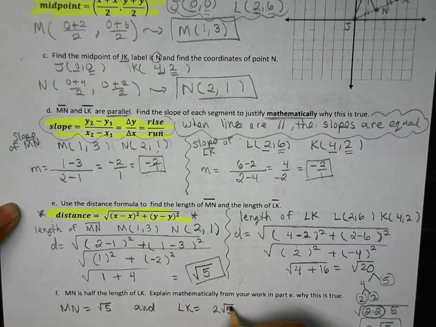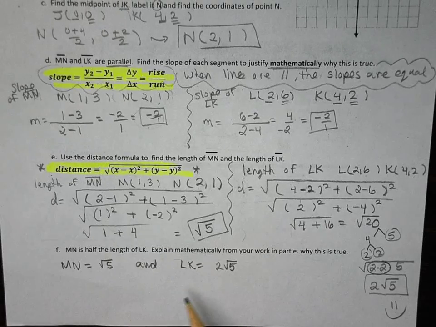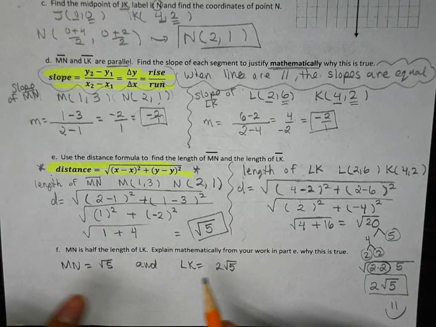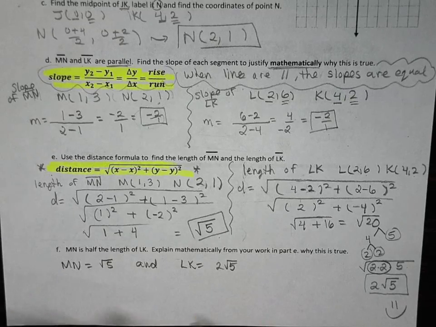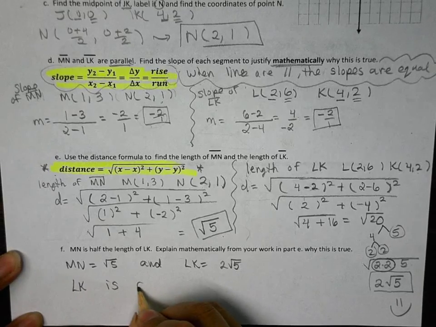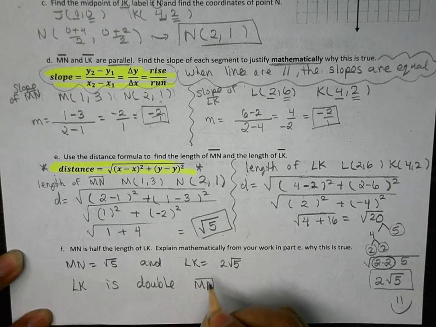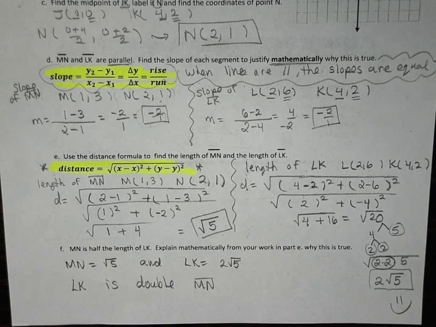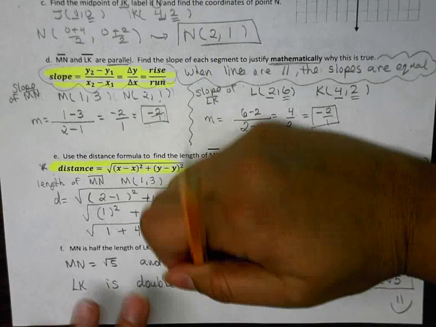And now this is where in your own words you would say 2 root 5 is double or twice the length of root 5. That's what you would put in your words. It's okay to put LK is double the length of MN. Yes. So LK is double MN, or the length of MN. Yes. All right. Questions? Okay, we're good.